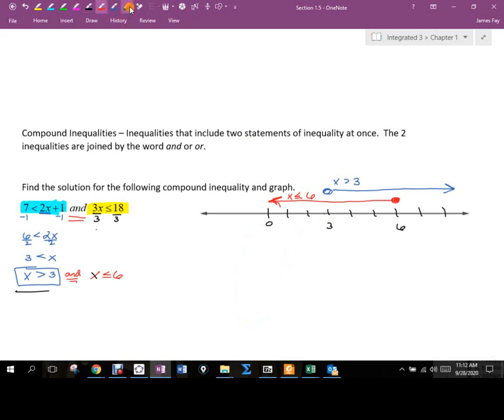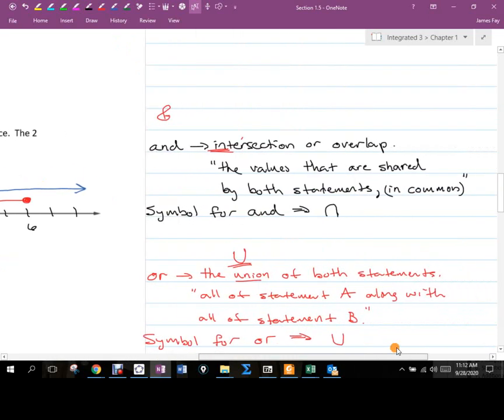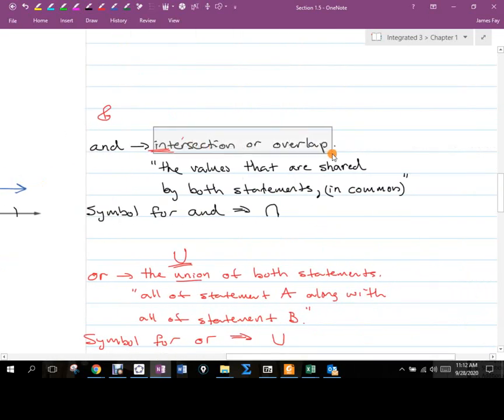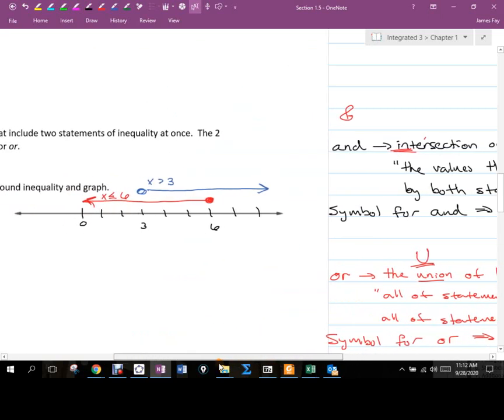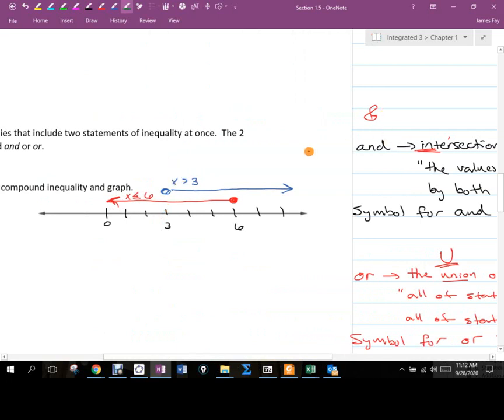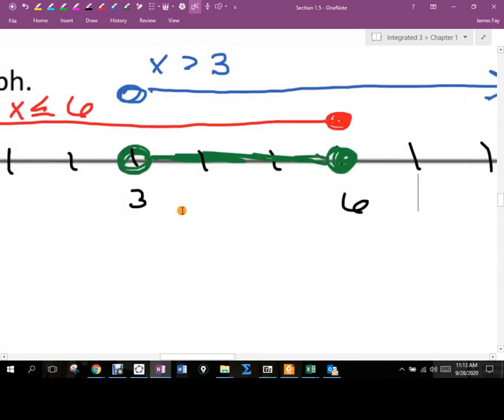So I'll do this in green here. Remember what "and" meant. Over here was the intersection, or the overlap, right? If I were to put these two blue and red ones on top of each other, do you see that they start overlapping right there at 3, and then everywhere up to and including 6, they also overlap? Does that kind of make sense?